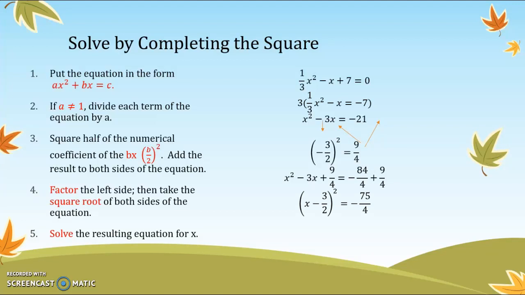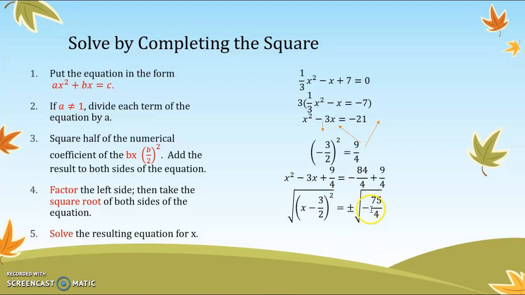So I can factor the left-hand side now, again using the piece right before I squared. This becomes helpful when we factor, giving me x minus 3/2 squared equal to, now that we created a common denominator, negative 84/4 plus 9/4 gives me negative 75/4. I can now take the square root of both sides. We'll step back here real quick. On the left, the square root and the square disappear.